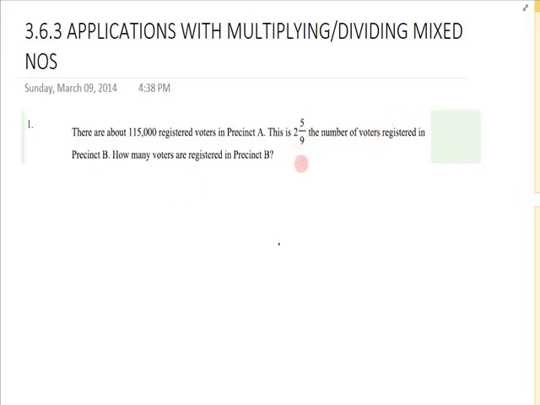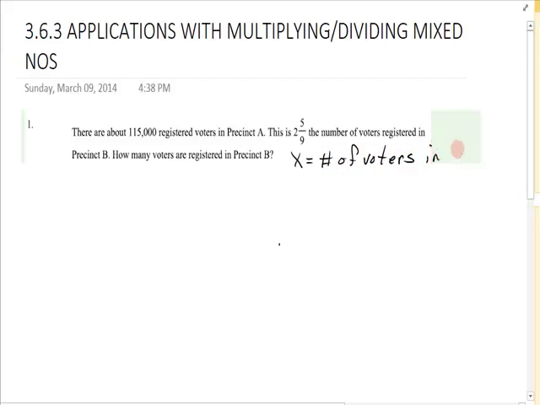So, x will be the number of voters in B. I've left off the word precinct, but it is in Precinct B. All right, 115,000 is 2 5/9 times the number in Precinct B. So this is a fraction of this. All right. Oops, somehow I lost a zero.